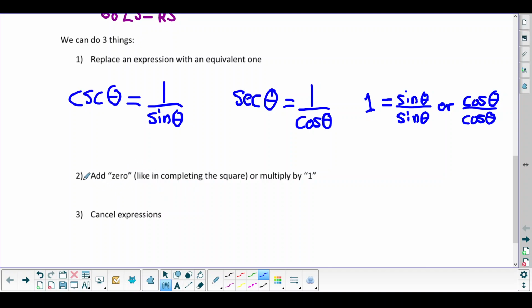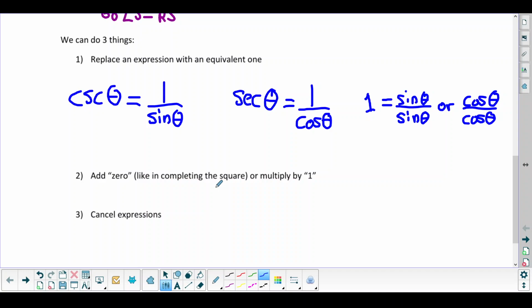Okay. So some other things we can do is we can always add "0". And I put 0 in quotes there because we've seen this step before, actually. When we do completing the square, we do something like plus 9 minus 9. And essentially, we're adding nothing. We aren't really changing the expression. We're just adding some complexity to it that kind of cancels itself out. And then we can do some algebra from there.